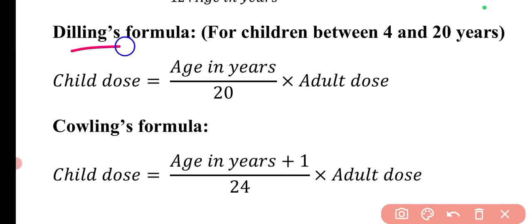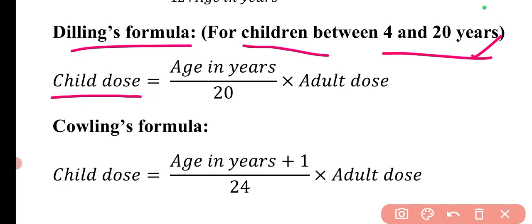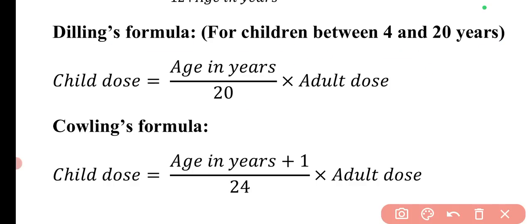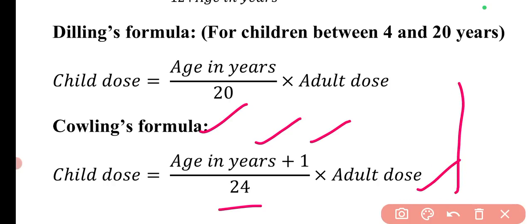Next formula is Dilling's formula. It is for children between 4 and 20 years. The formula is simple: child dose is equal to age in years divided by 20 multiplied by adult dose. Then next formula is Cowling's formula. It is for children having higher age. The formula is age in years plus 1 divided by 24 multiplied by adult dose. So this is Cowling's formula.